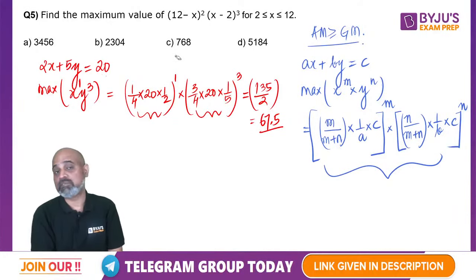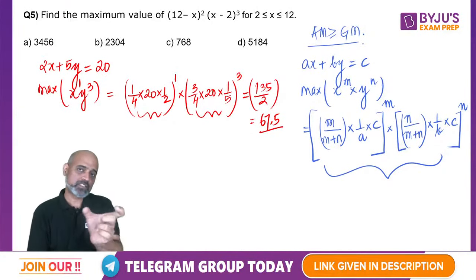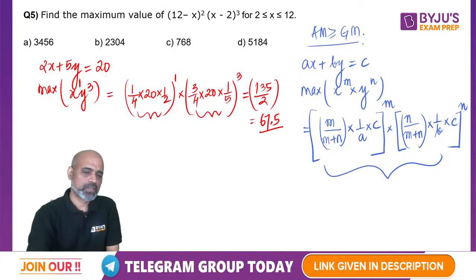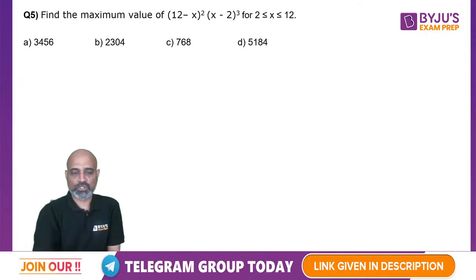So I'm going to use AMGM over here. How do I know I have to use AMGM? Look, brackets are being multiplied here, so AMGM has to be applied. So this is how I'm going to change the question. I'm going to assume this as A. I'm going to assume this as B. What is A plus B?